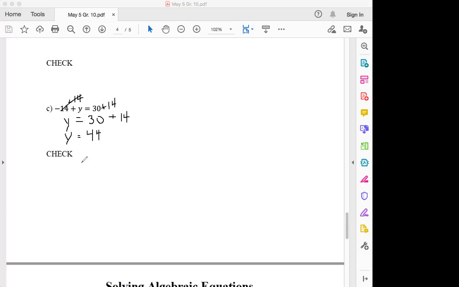Okay, and you want to make sure that you have the right answer. So again, you're going to write your equation, the two sides. So negative 14 plus y, and it should equal 30. So negative 14 plus 44 should equal 30. So negative 14 plus 44 is 30. And so we got our answer right.